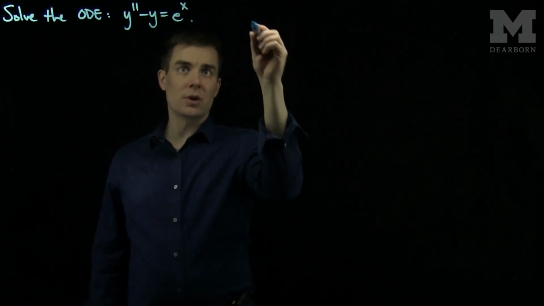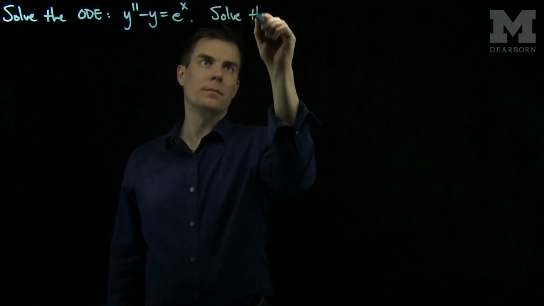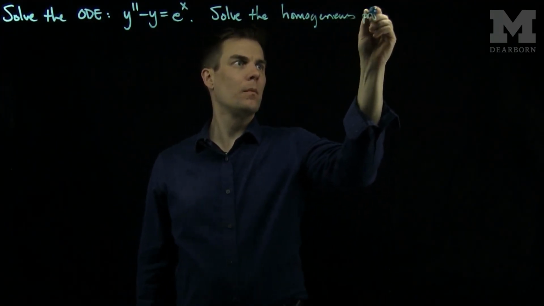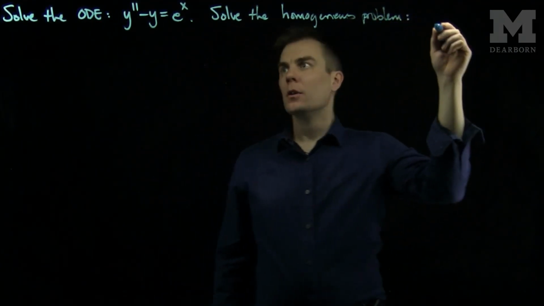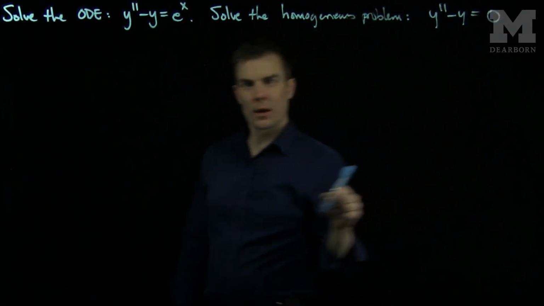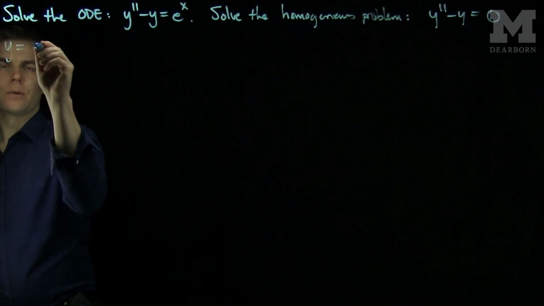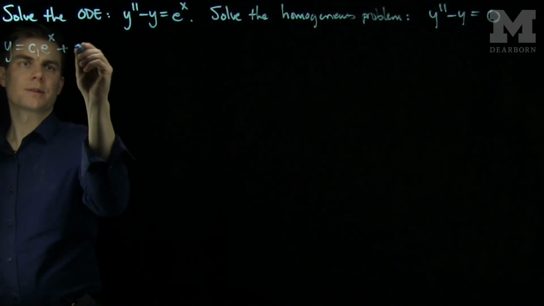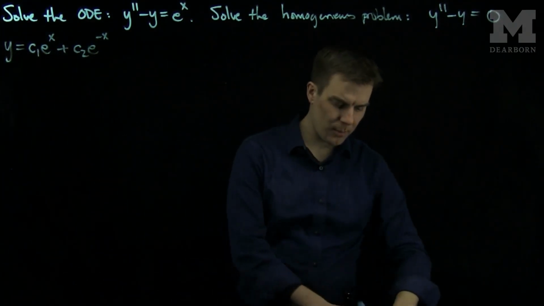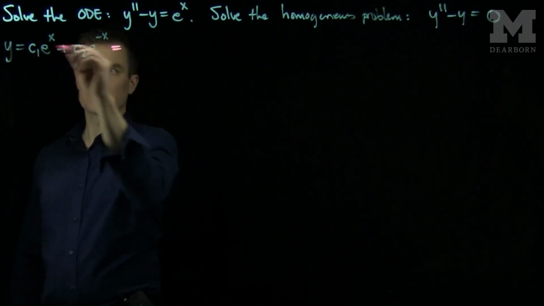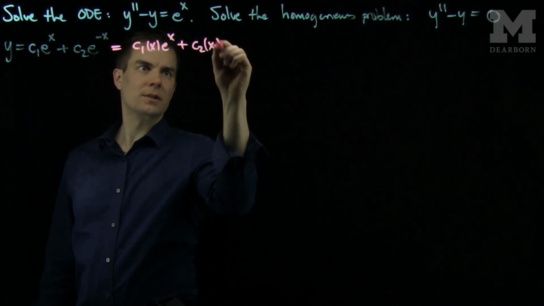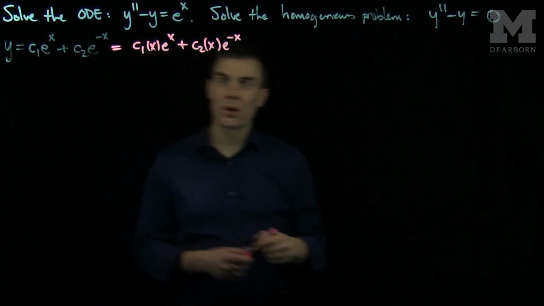To do variation of parameters, we solve the homogeneous problem. The homogeneous problem will be y double prime minus y equals 0. The solution to this is y equals c1 e to the x plus c2 e to the negative x. Now we assume that our parameters c1 and c2 are functions of x. So I have c1 of x e to the x plus c2 of x e to the negative x. And we plug it back into the original equation.